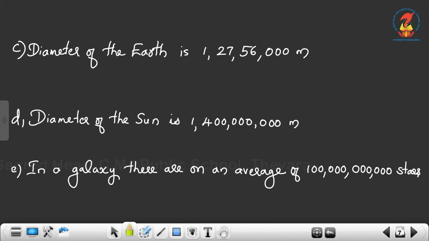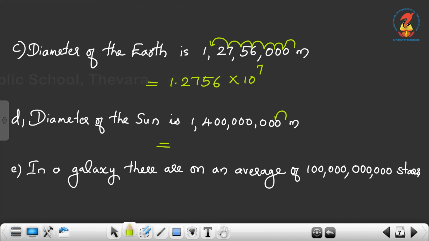Next, diameter of the earth is given. Then how can we write it in the standard form? Assume that the decimal point is at the right end. From here 1, 2, 3, 4, 5, 6, 7. So the power of 10 is 7. So 1.2756. All other digits you have to write except the end zeros. No need to write down the end zeros in the standard form. So 1.2756 into 10 raised to 7.